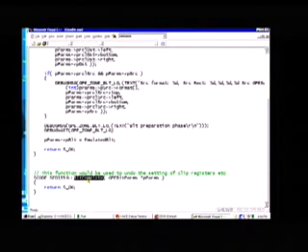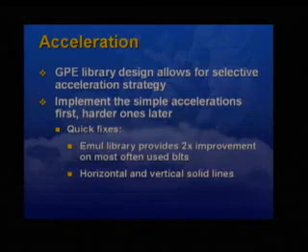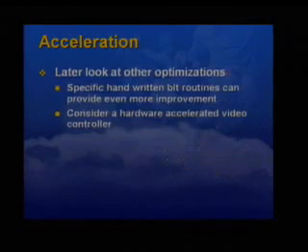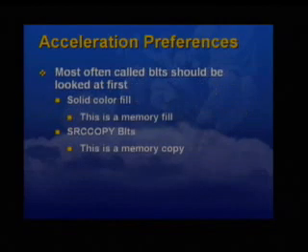So let's go back. The quick fix is the emulation library, and horizontal and solid lines. And then later we'll look at some other optimizations. Now, I want to go through these first because this is important. Microsoft has a white paper on this, and they tell you these are the accelerations you should work on first because these are the things most called. Okay? So you want to do these kinds of accelerations first.